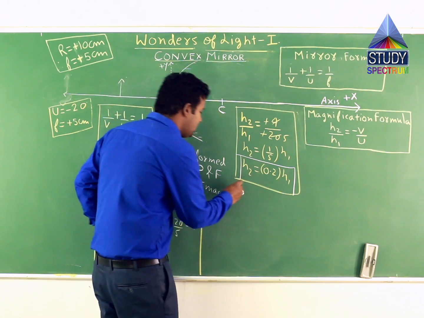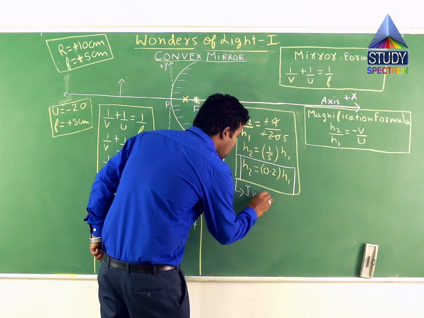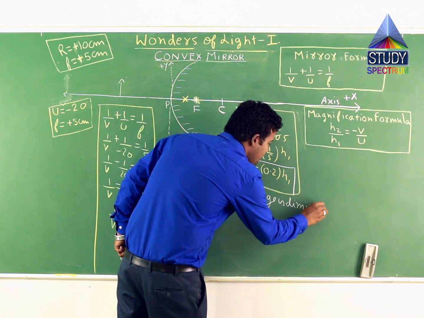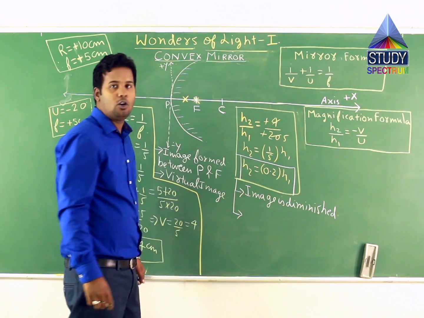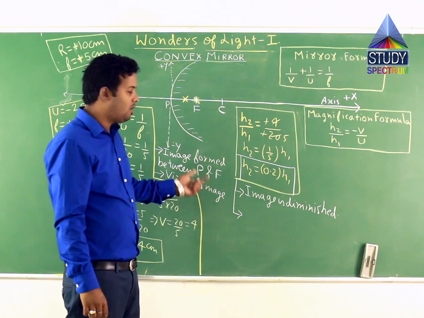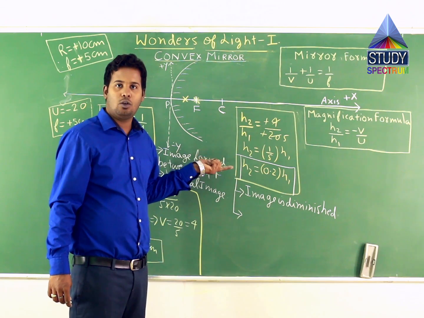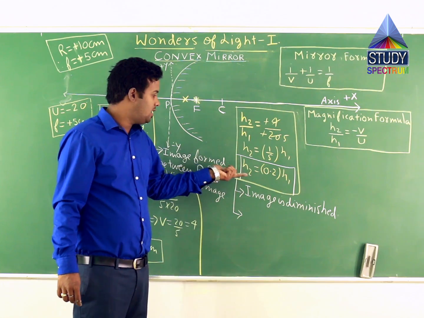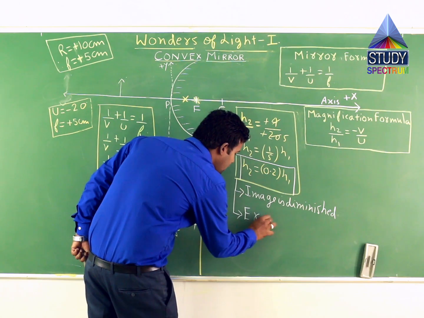So the first result I can write is: image is diminished. And the second result, since this value is turning out to be positive, so it should be erect and not inverted. If you remember, we have seen so many cases as of now. If the value of the height of the image turns out to be positive, the image should be erect. If it turns out to be negative, then it should be inverted. But since here it turns out to be positive, so it should be erect. Erect image.